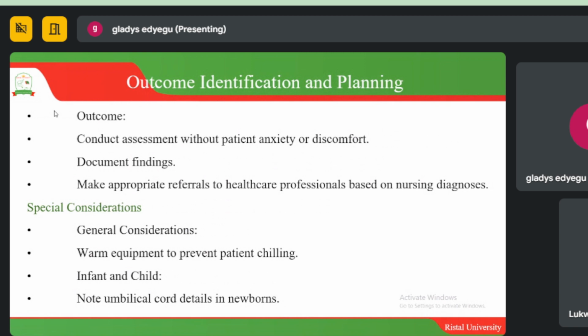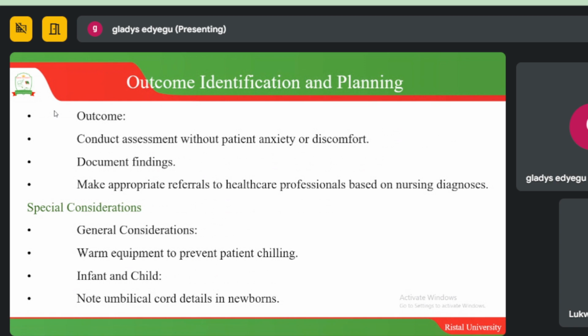Then the outcome, identification and planning. So what do we have to look at in the outcome? You have to conduct assessment without patient anxiety or discomfort. So when you're talking to your patient, ensure that your patient is not anxious and is comfortable, so that they can be able to open up and tell you exactly what is happening with them and why they have come. Then document the findings.